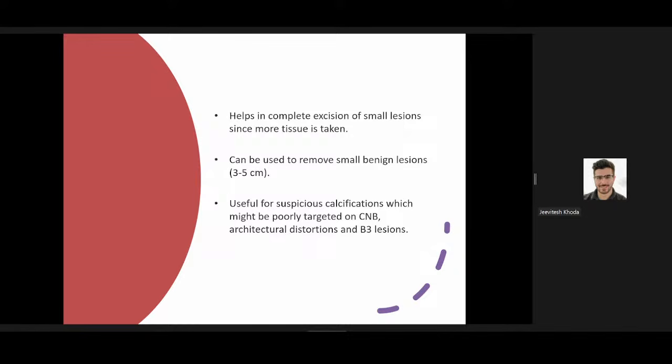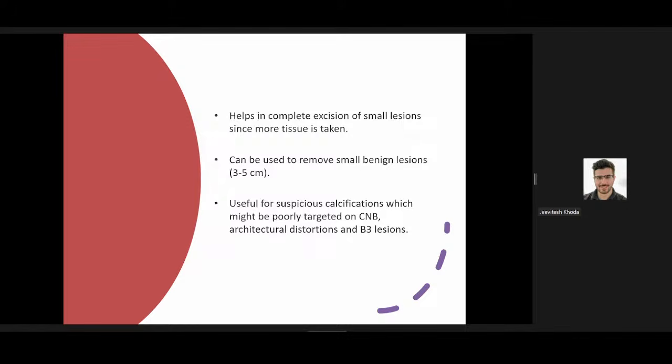Usually, the ideal size is 3 to 5 centimeters. The recommendation is between that. Anything larger than that, multiple targeting will have to be done, and it's not usually recommended. That is as per the guideline, and it's useful for suspicious calcification, which is poorly targeted on core needle biopsies.